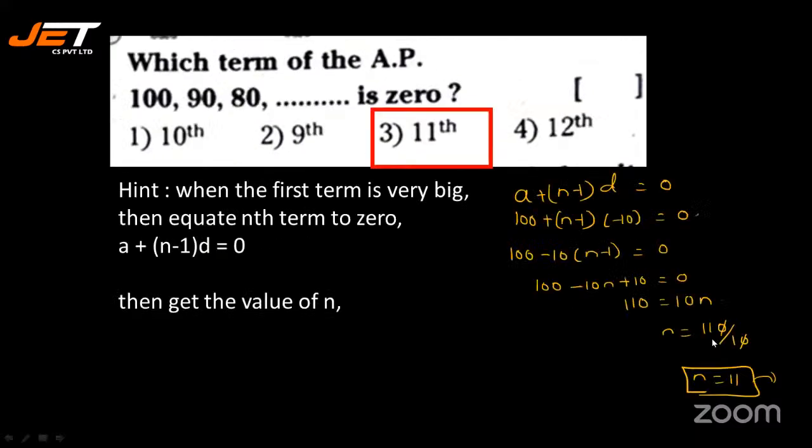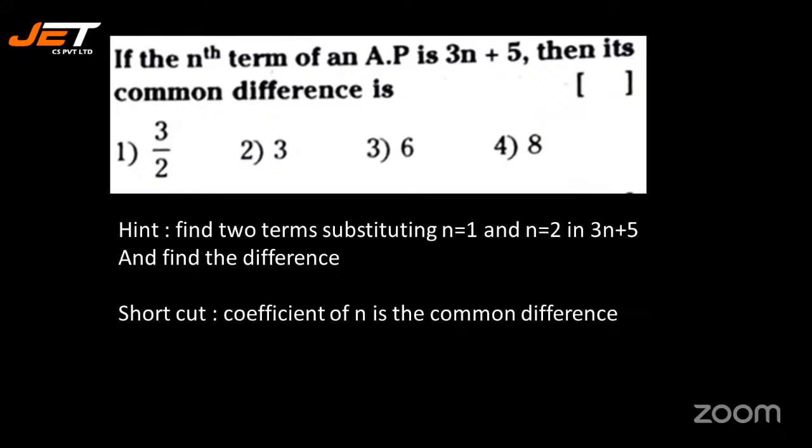Clear? In the last sum, it was asked which term is negative. So if it is negative, after 11, your 12th will be negative. So 0 means n is 11. All right? Yes. Let's quickly move on to the next question. If the nth term of an AP is 3n plus 5, then its common difference is dash. Okay? Right. Now hints are being given.